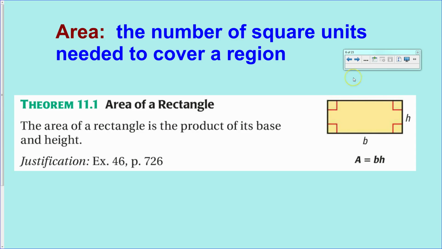The other thing that I want to draw your attention to is that you may remember the area of a rectangle as length times width. Well, we're going base times height, and we're going to be specific about that for reasons that will become clear later on in this video.